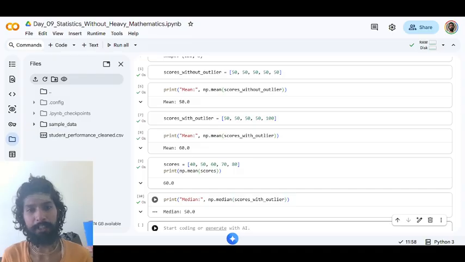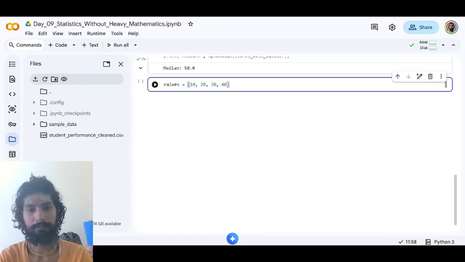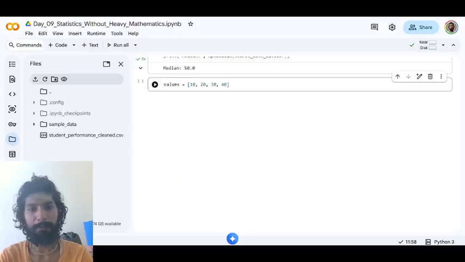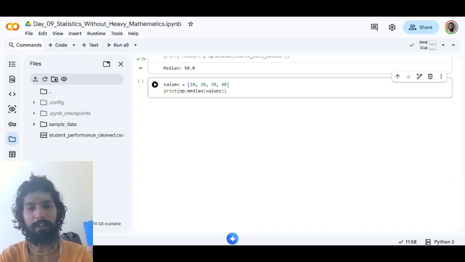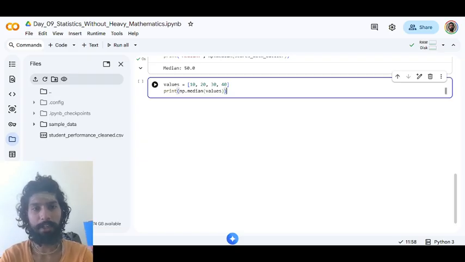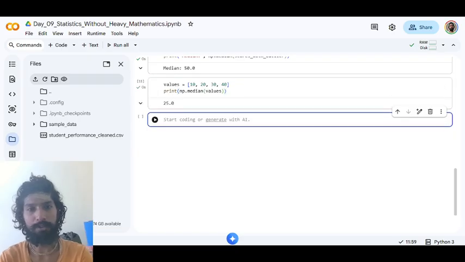That makes it useful for data containing outliers such as income, house prices, delivery times, hospital waiting times, and website session duration. When the number of values is odd, the median is the single middle value. When the number of values is even, the median is the average of the two middle values. For example, values equals ... and print np.median values. The two middle values are 20 and 30. Their average is 25. So the median is 25.